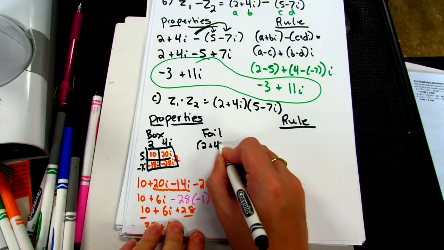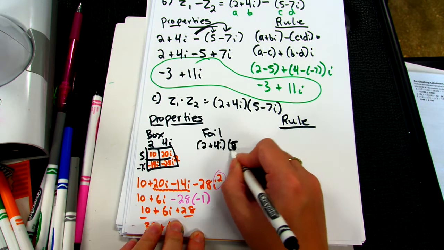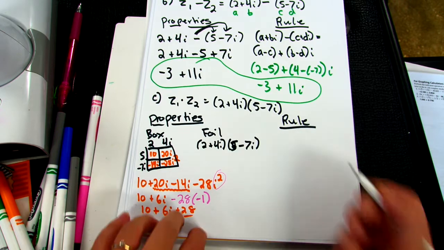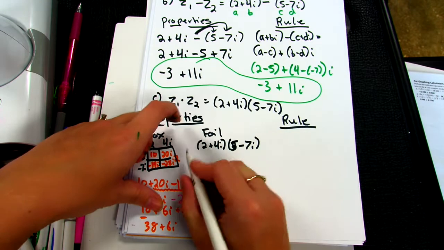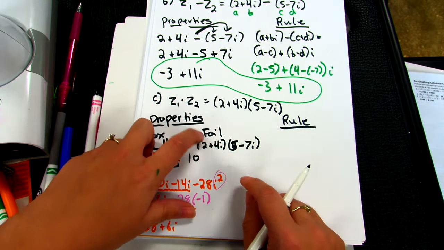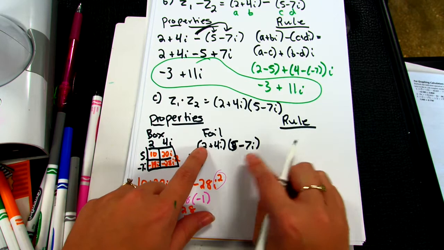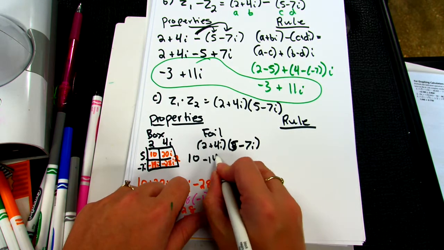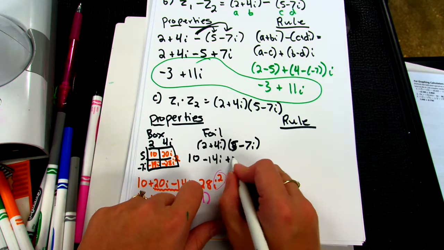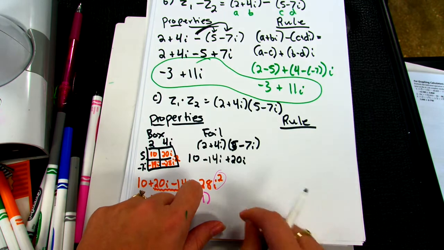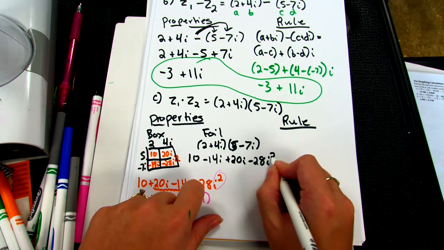2 plus 4i, 5 minus 7i. All right, so first terms, 5 times 2 is 10. Outer terms, 2 and negative 7i, which is 2 times negative 7i is negative 14i. Okay, inner terms, 4i and 5, which is 20i. Okay, last terms, 4i and negative 7i, which is negative 28i squared.